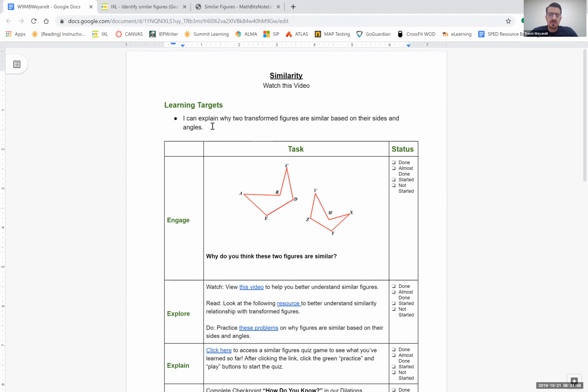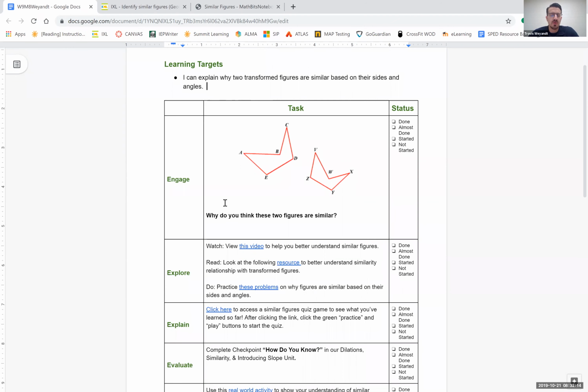Some of this might be review from the previous unit when we talked about congruence, but it's just a different word. What does the word similarity mean, and can I explain that based off of the transformations of figures, off their angles and sides?